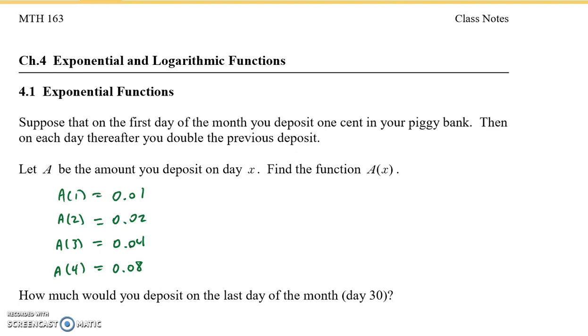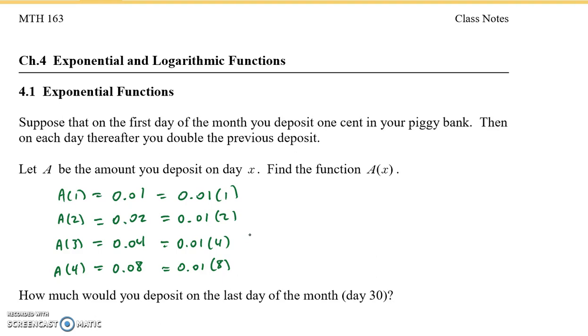Now, let me write this in a little bit different form. The first amount is, I'm going to write that as 0.01 times 1. The next one as 0.01 times 2. The next one as 0.01 times 4. And the final one as 0.01 times 8. So you see that the doubling is indicated by the sequence 1, 2, 4, 8.